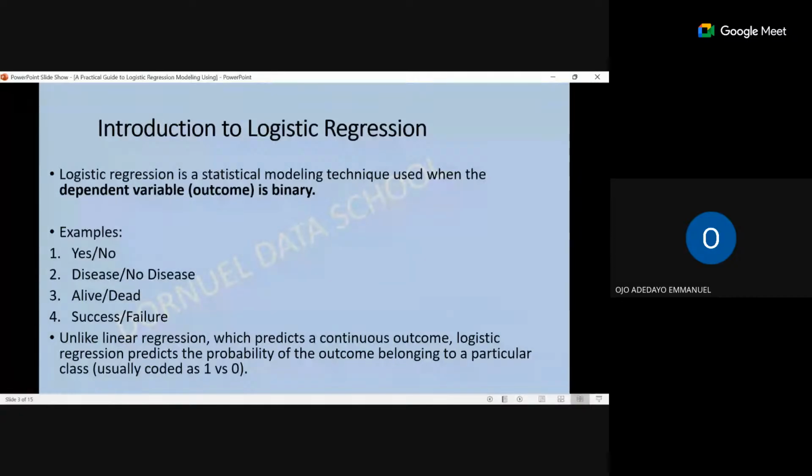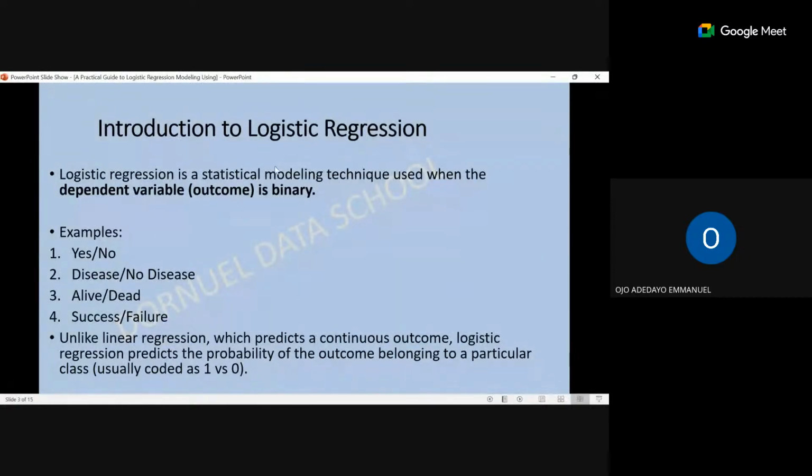So the normal linear regression predicts what? It predicts the continuous value. So if you have a simple linear regression where I want to predict your weight based on your height, your weight can be 5 point something, it's still continuous. It can be 6 point something, it's a continuous value. It can be 80 point something, it's a continuous value. So in that sense, we normally use simple linear regression. But logistic regression predicts the probability.